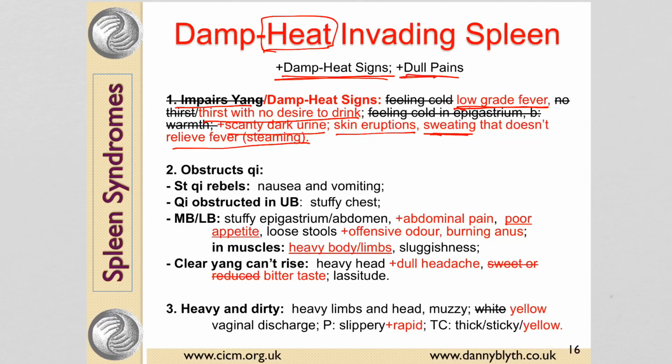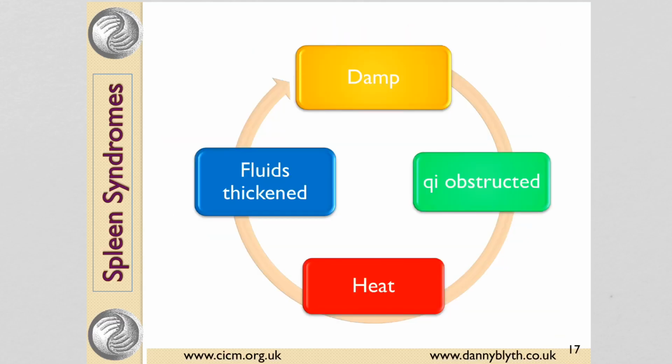We also get dull pains, so the stuffiness in the abdomen can actually become abdominal pain, and the heavy head can actually become a dull headache. The sweet taste becomes a bitter taste. The vaginal discharge becomes yellow, the pulse becomes rapid, and the tongue coat becomes yellow. Damp heat is particularly stubborn because damp obstructs the qi, which tends to cause heat, and heat thickens up the fluids, which tends to create more damp.